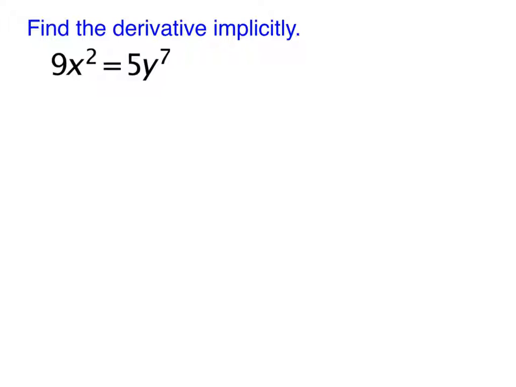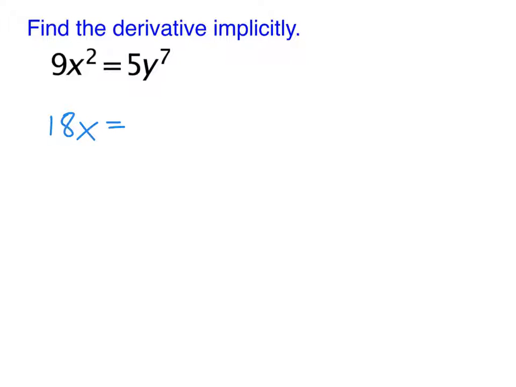All right, so we're now going to go ahead and find our derivative. Notice, in order to find the derivative implicitly, we don't have to solve it first for y. We don't have to worry about doing anything like that. We're just going to find the derivative as we see it. So, the derivative of 9x squared. That's easy, right? You should just get 18x equals, now to find the derivative of 5y to the 7th.